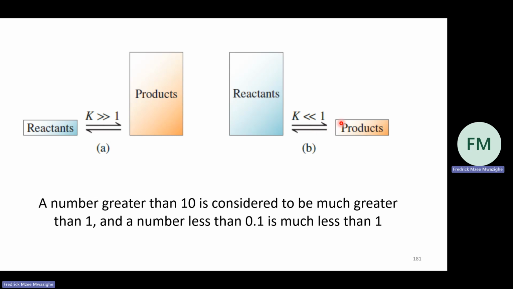If, on the other hand, K is so much less than 1, it means that the reactant side is favored. And for a value to be considered much less than 1, it has to be less than 0.1. So if it is less than 0.1, then we say that K is so much less than 1. And in that case, the reactant side is favored.